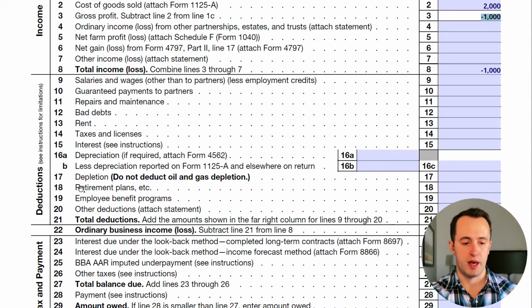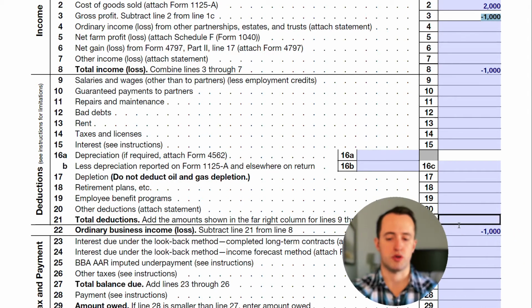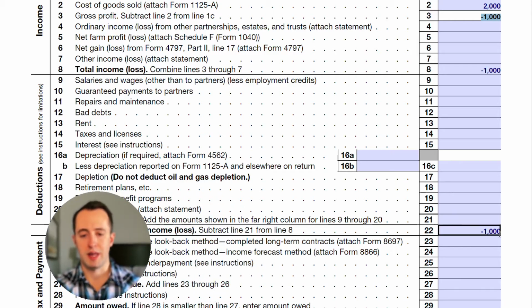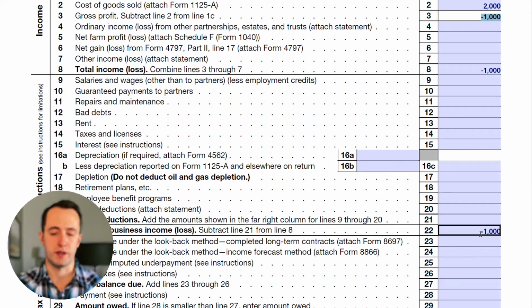Depletion, retirement plans, this is separate from your personal retirement plan. This is like if you have a 401k for employees. Employee benefits like medical, dental, other deductions, which are listed in the 1065 instructions. So you'll add all those up, they'll go in line 21. You'll subtract 21 from line 8, and that's going to give you 22. So if none of these apply, you'll just take 8 and bring it down to line 22.